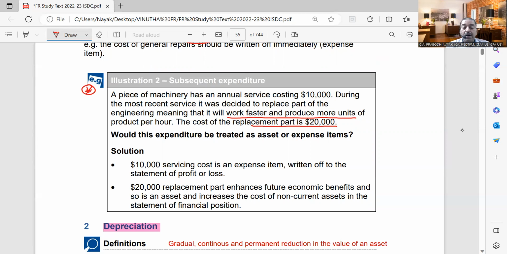So 10,000 is what? It is the annual servicing cost. It will maintain the earning capacity, so it is to be charged to profit and loss. 20,000 is going to help the asset work faster and produce more units. It will enhance the productivity of the asset. Therefore, it is to be added to the cost of the asset.